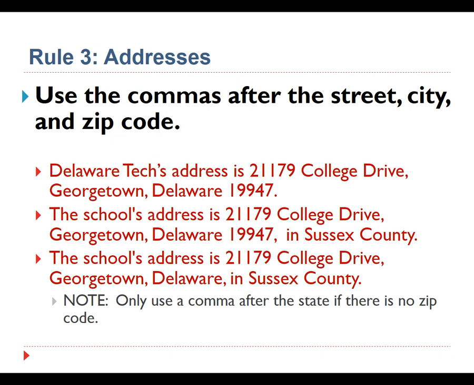Next, the school's address is 21179 College Drive, Georgetown, Delaware 19947, in Sussex County. The comma is after the zip code as the sentence continues. Finally, the school's address is 21179 College Drive, Georgetown, Delaware, in Sussex County. In this example, the comma is placed after Delaware because there is no zip code.